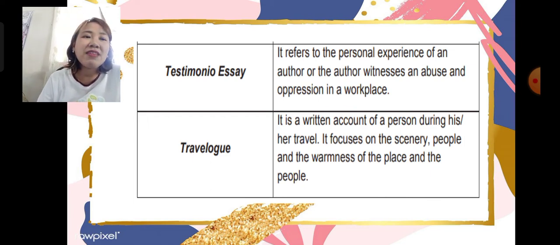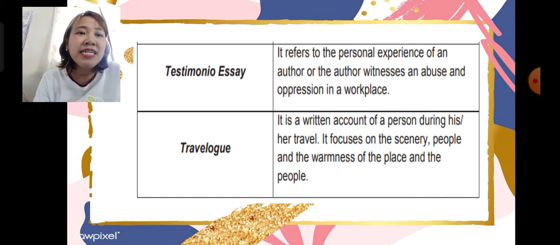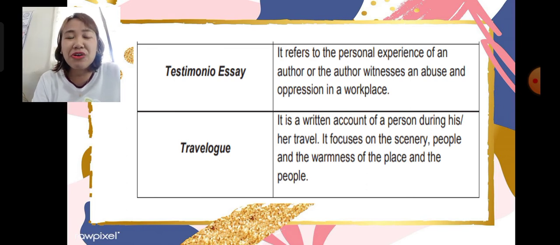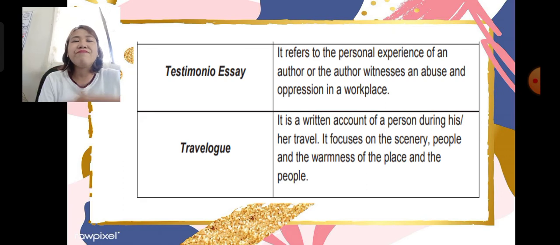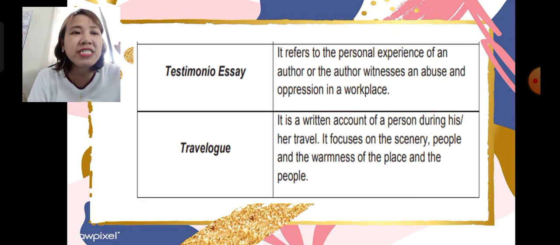Ibig sabihin, nagfo-focus sa view, sa mga tao, kung paano yung hospitable ng isang lugar dun sa pupuntahan mo. So, travel log ang tawag doon. Okay? So, pwede nyo siyang gawin. Kung pupunta kayo sa isang beach, try to video or have some pictures, ganyan. And then, recommendation.